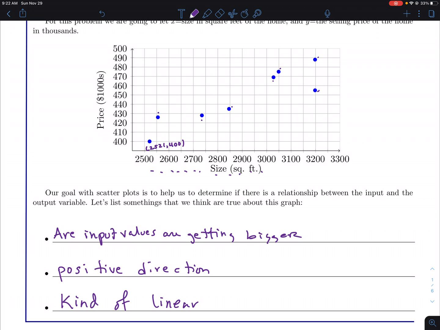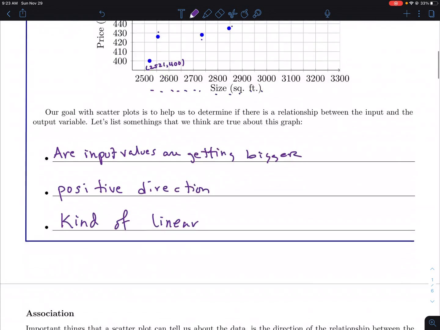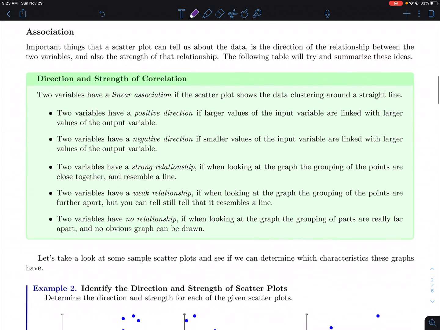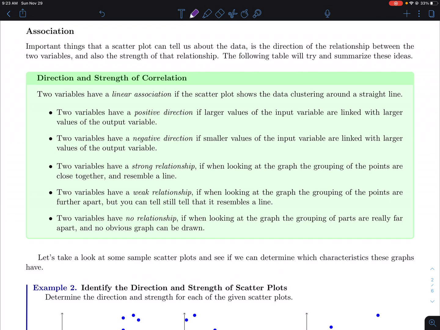We're also going to talk about strong or weak. This one's kind of hard to tell, because the points aren't super, super close together. So I wouldn't say it's strong, but I wouldn't say it's weak either. So it's kind of like a middle range. You'll see ones later where it's really, really weak and really, really strong. So in this case, it's probably not too bad. It's still probably okay. All right, so in this case, what we're talking about is association, which is what we were actually talking about above.